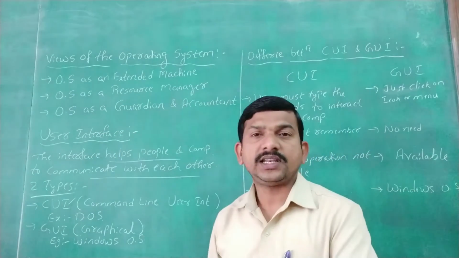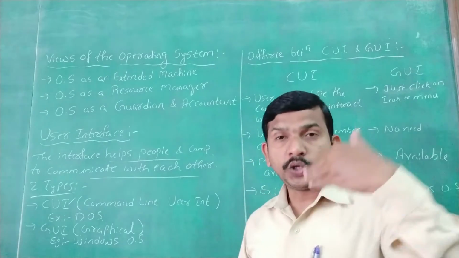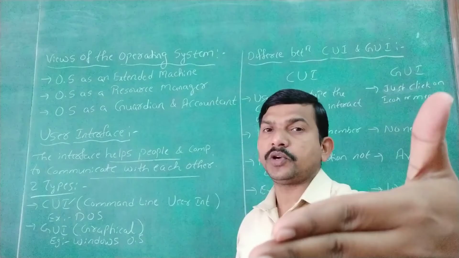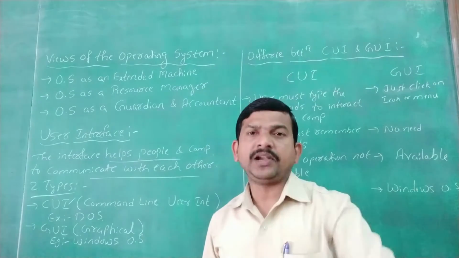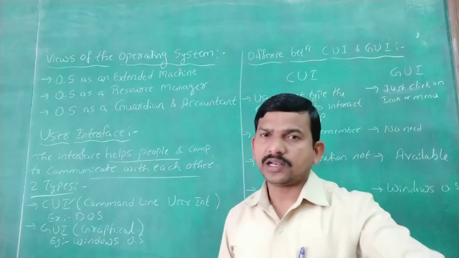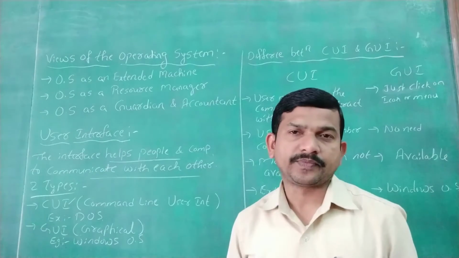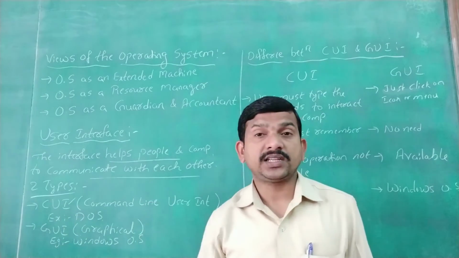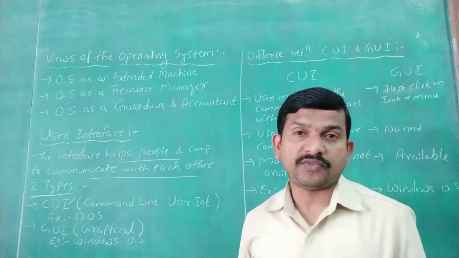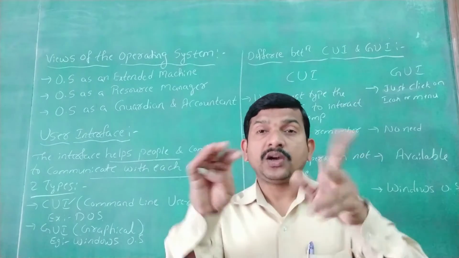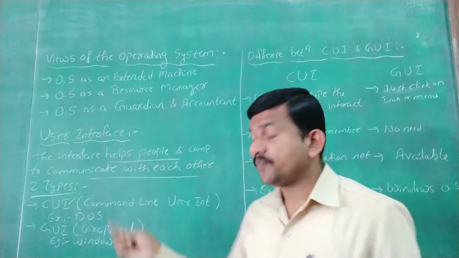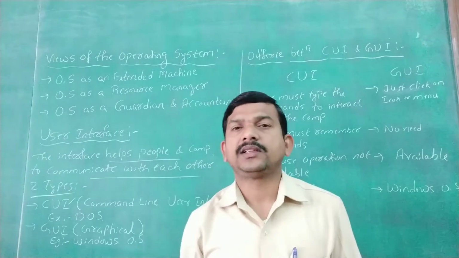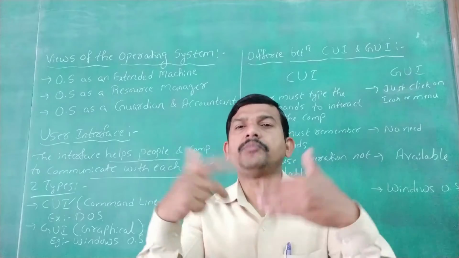Means what we have discussed here: the user wants to communicate with the computer system. We are using some interface, and interface means we are using some operating system. There are two types. The first one is character or command line user interface, which means we communicate with the help of commands only. The second one is graphical user interface, which means with the help of graphics, by clicking or just by seeing, we can communicate.